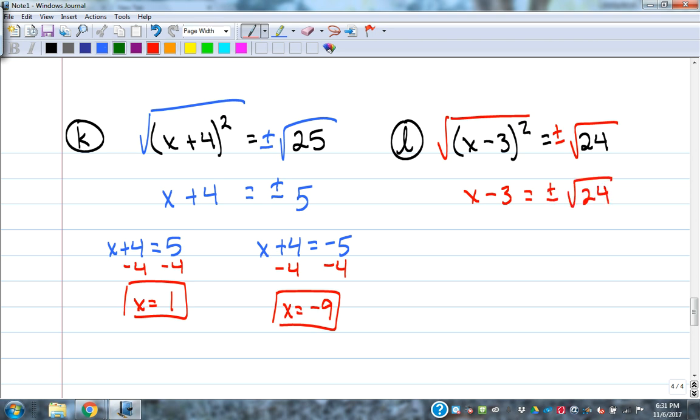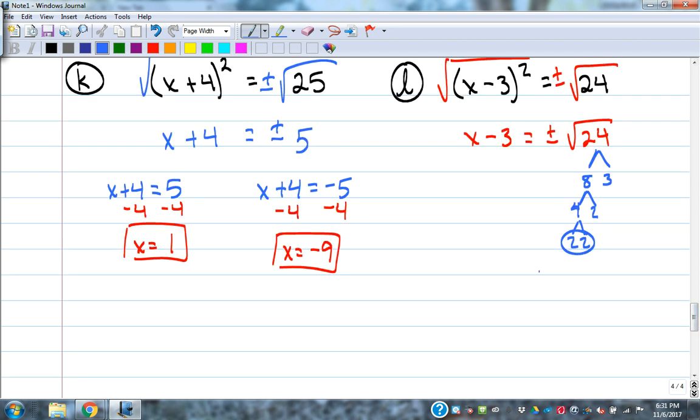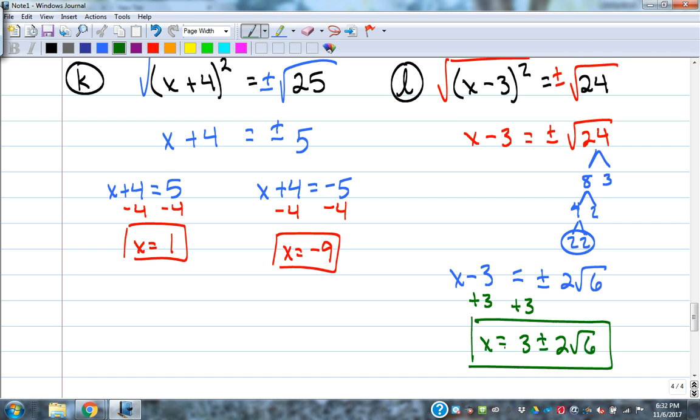And then I can break down the square root of 24. 8 and 3, 4 and 2, 2 and 2. So there's a pair of 2's and then a 6 left over. And then I can get x by itself by doing what? Adding 3. 3 plus or minus 2 radical 6. You got two answers there.